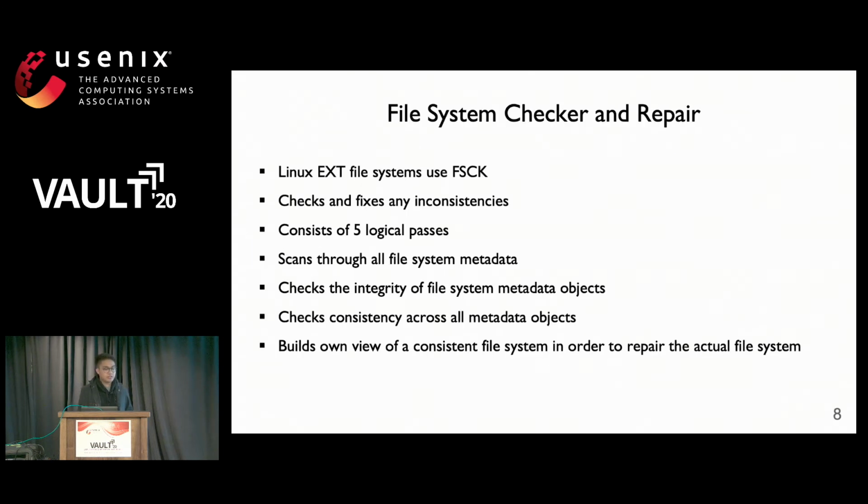So to continue on to file system checking, the Linux ext file systems use FSCK, and FSCK checks for any inconsistencies by using 5 logical passes. In these passes, it scans through all file system metadata and checks the integrity of the metadata objects as well as consistency across the metadata objects. In general, FSCK builds its own view of a consistent file system in order to repair the actual file system.